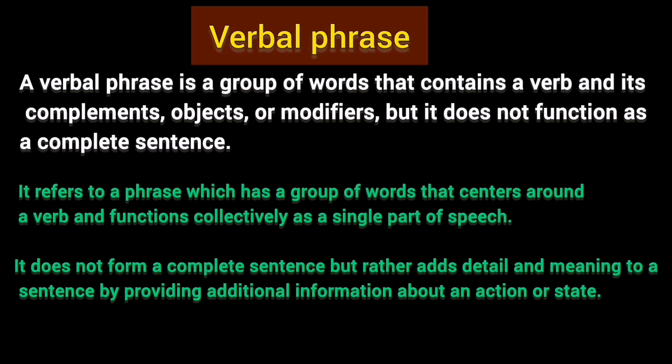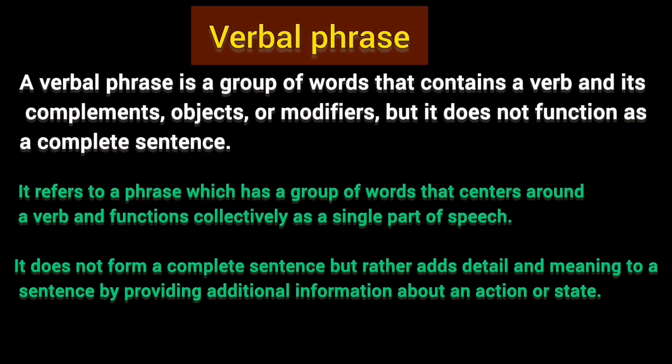In other words, you can say that a verbal phrase will have a verb and some related words which can be its modifiers, object or a complement. But you need to remember that this group of words will not function as a sentence, rather it will function as a part of speech in a sentence. By a part of speech I mean that it will function as a noun, an adverb, an adjective, etc.